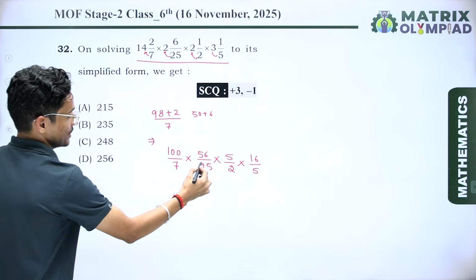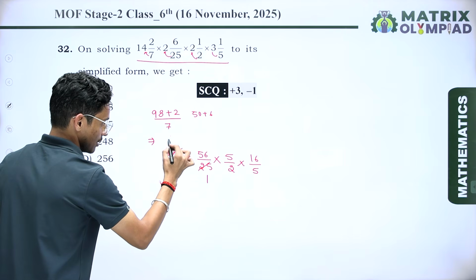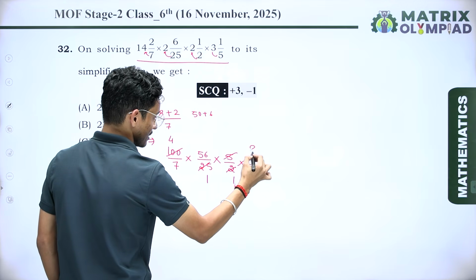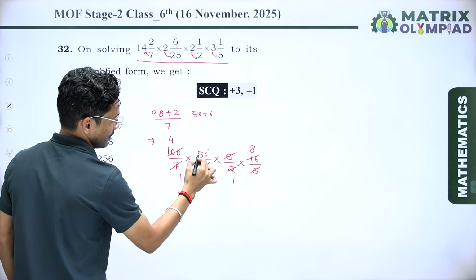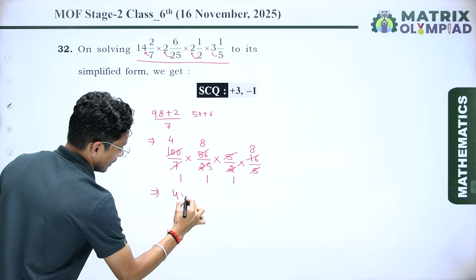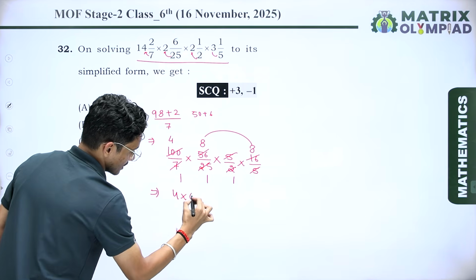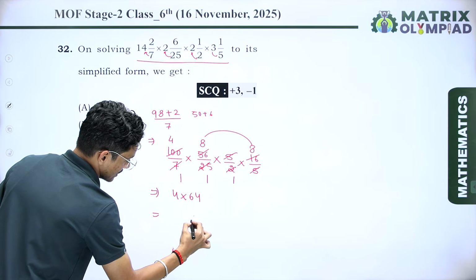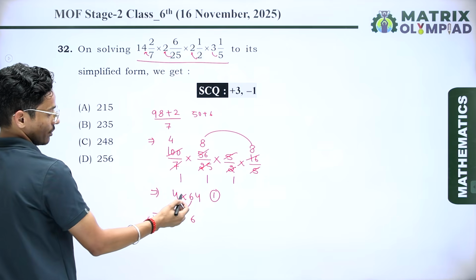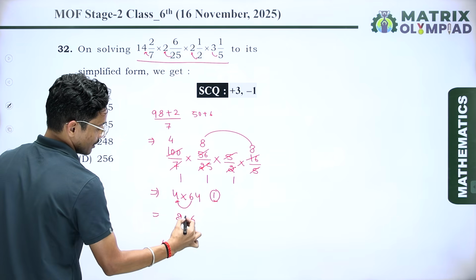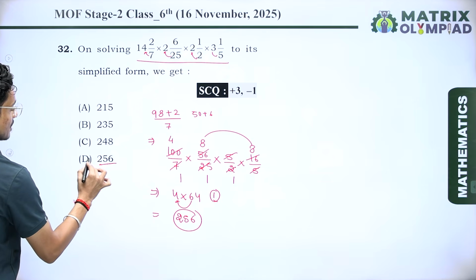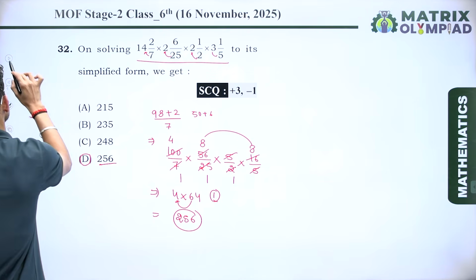We know 25 1s are 25, 25 4s are 100, 5 and 5 cancel out, 2 1s are 2, 2 8s are 16, and 7 1s are 7, 7 8s are 56. So here we can write 4 multiply 8, 8 4s are 32, and so on, so the solution of this is 256. It means option number D is the correct answer.